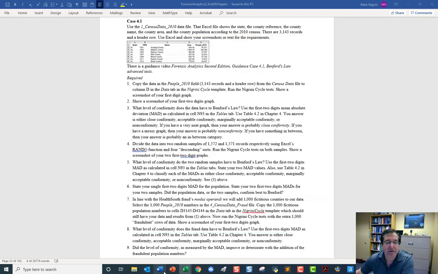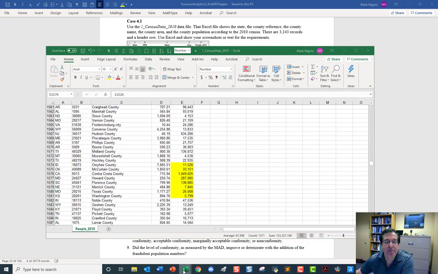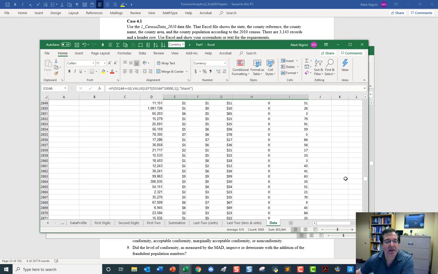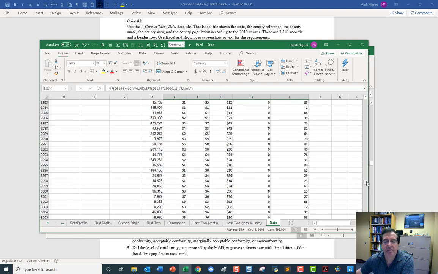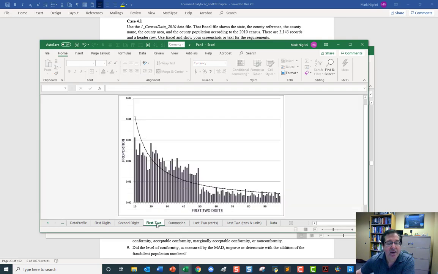And now let's see what we're asked. We will add 1,000 counties to our data, use the data set, copy the numbers to where I did, run the Benford cycle tests, so a screenshot of your first 2-digit graph. The nice thing is the first 2-digit graph is here, and let's see whether it deteriorated or not. So let me just check that I'm in the right data set, and indeed I am. First 2, there it is.